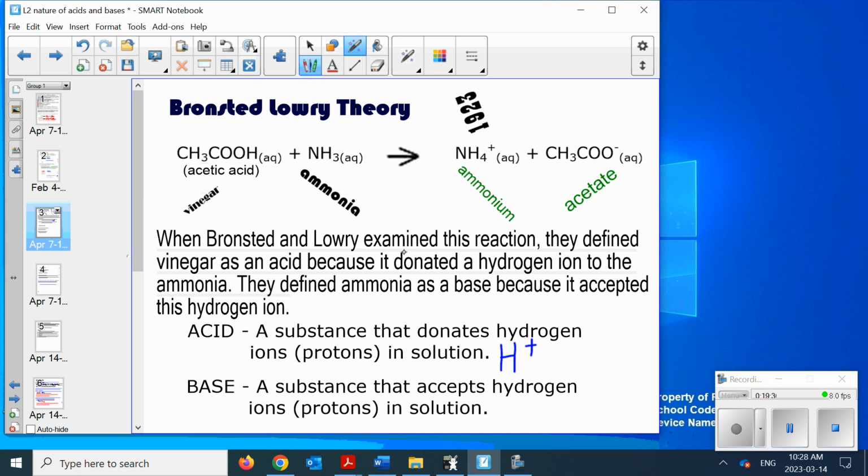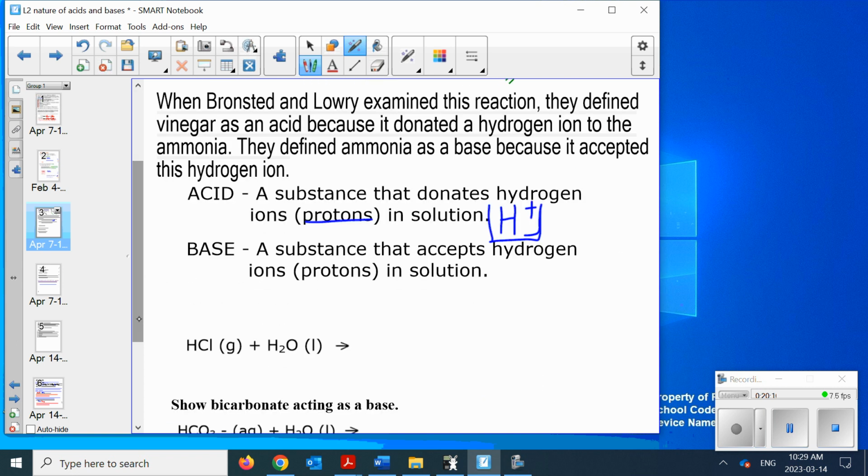So their definition, which we will use a lot, is that an acid is a substance that donates hydrogen ions, protons, in solution. When I say proton, hydrogen weighs one atomic mass because it is only one proton and one electron. But when you form the ion, you remove that one electron. All you really have in a hydrogen ion is just a proton. So we will often say add or gain a proton, meaning add or gain a hydrogen ion. And a base is a substance that accepts hydrogen ions or accepts protons.